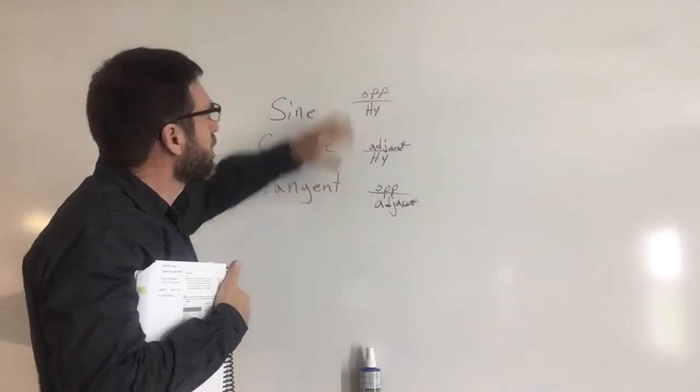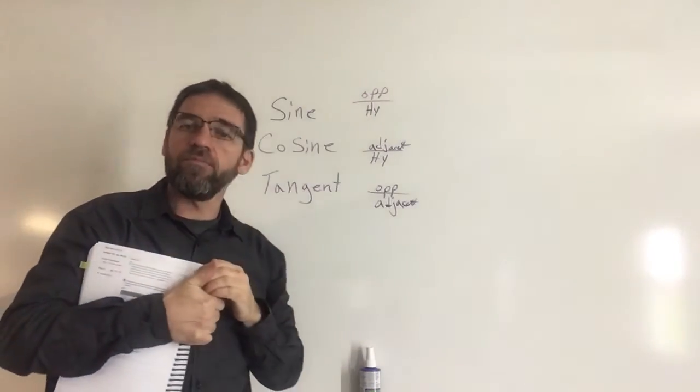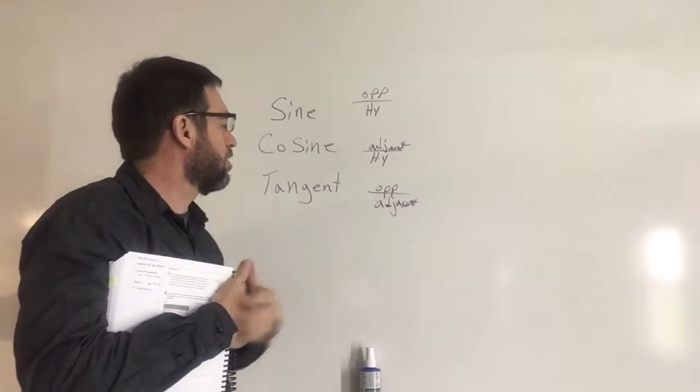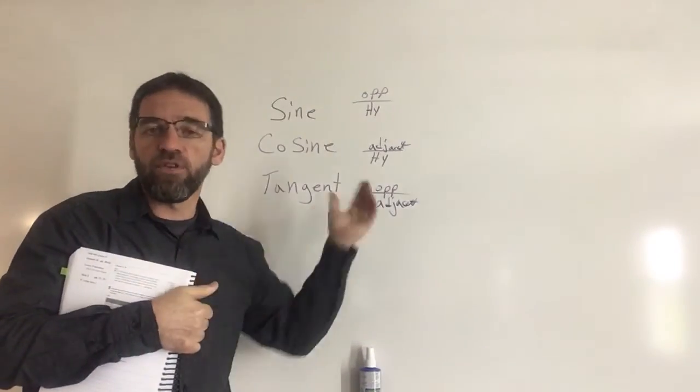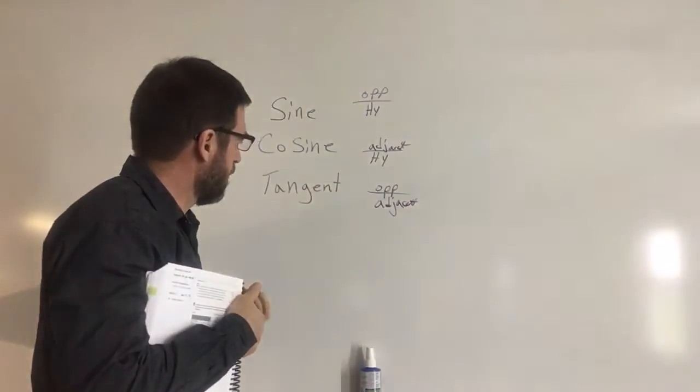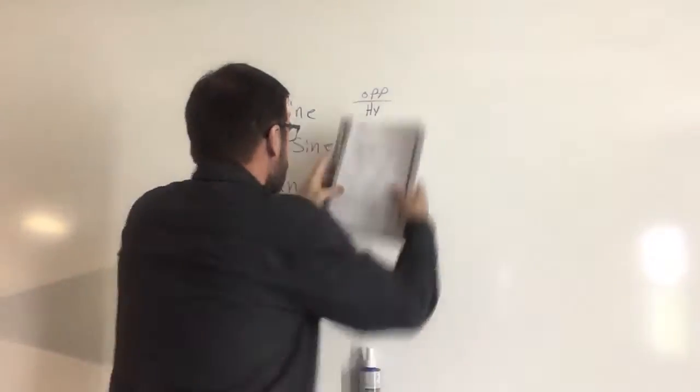And then for your tangent, you take your 2 legs. Put the adjacent one on the bottom, opposite on top. I abbreviated everything here, so please don't take it too seriously. So let me back up here.